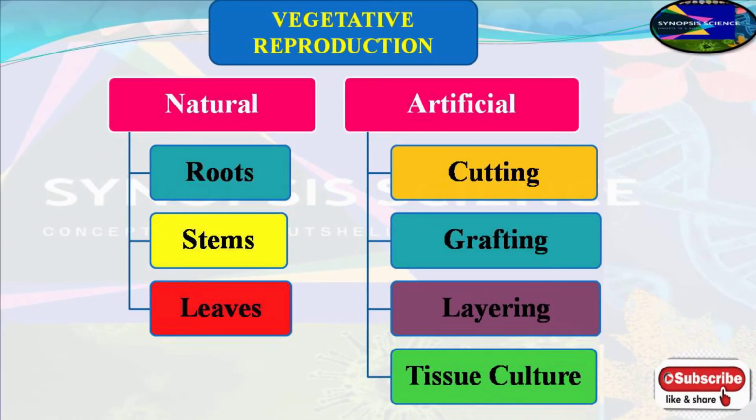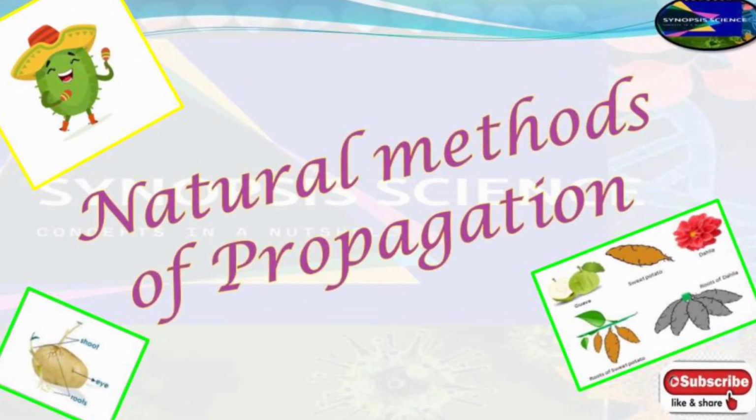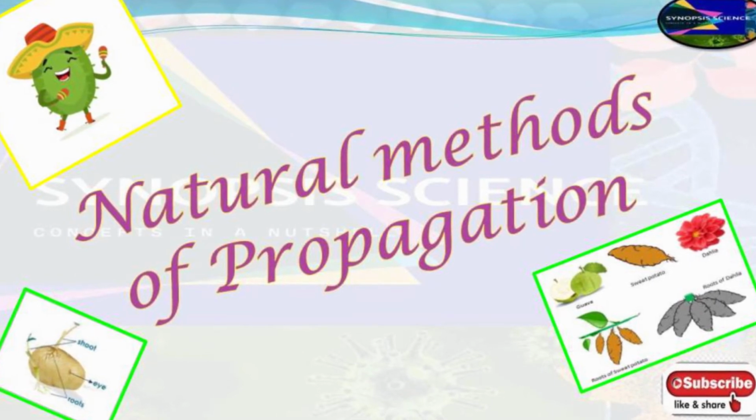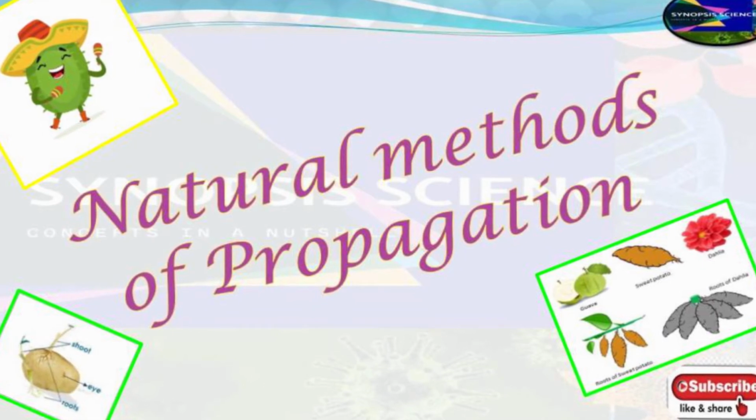Vegetative reproduction may take place using two modes of reproduction. They are natural mode and artificial mode. Natural mode of reproduction includes roots, stems and leaves, whereas artificial modes of reproduction adopted by humans are cutting, grafting, layering and tissue culture. As in vegetative reproduction, the process is carried out by vegetative parts of the plant, so it is also called vegetative propagation.